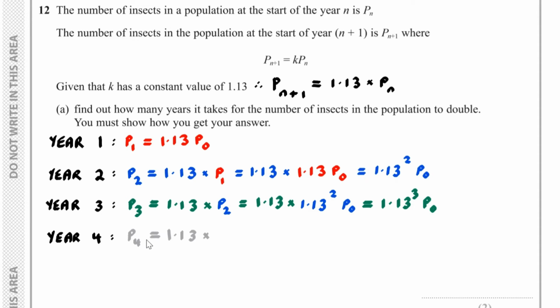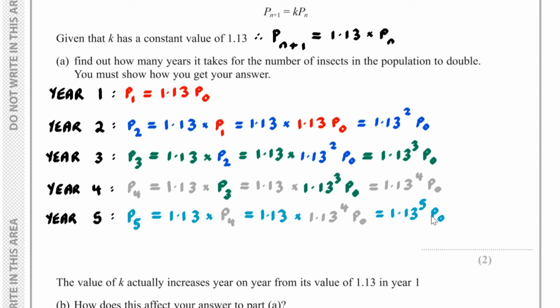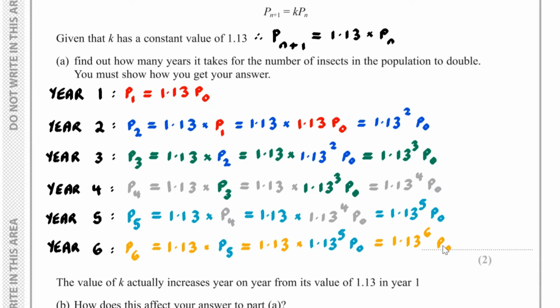Year 4, we've got P4 that's equal to 1.13 times P3. So we've got 1.13 times 1.13 cubed times P0. So we've got 1.13 to the 4 times P0. Year 5, we've got P5 that's equal to 1.13 times P4, which is 1.13 times 1.13 to the 4 P0. So we've got 1.13 to the 5 P0. And in year 6, P6 is equal to 1.13 times P5. So we've got 1.13 times 1.13 to the 5 P0. So we've got 1.13 to the 6 times P0.